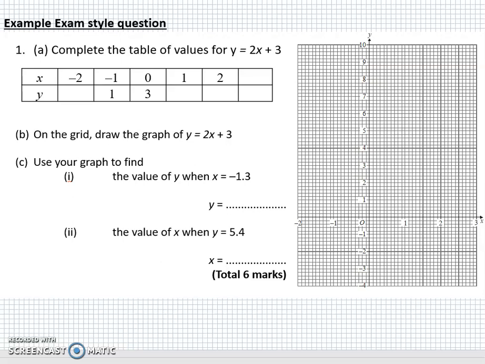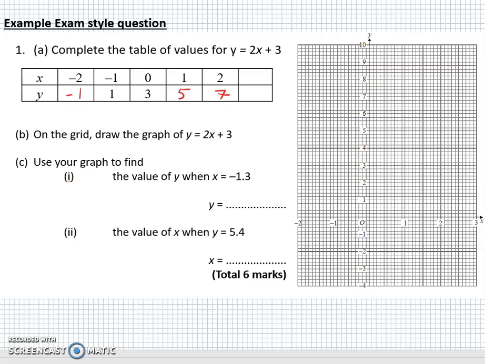So we're going to use substitution to do that. We'll fill in this one first. I always like to do the positives first before I do the negative. So I'm going to put 1 in my equation. I'm going to do 2 times 1, which is 2, plus the 3, which is 5. So I'll have 5 in here. Then 2 times 2, which is 4, plus the 3, which is 7. This one here, I'm going to do negative 2 times 2, which is negative 4, and negative 4 plus the 3 would be negative 1.